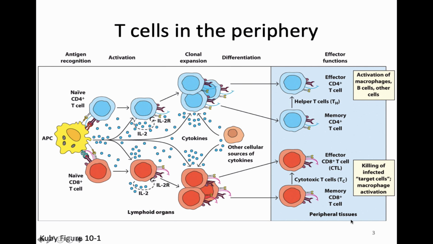But the piece of this that we still need to talk about is the differentiation part for CD4 T cells and the effector function of CD4 T cells. If I haven't previously defined it, effector function is just the ability of the cell to have an effect and do something about infection.